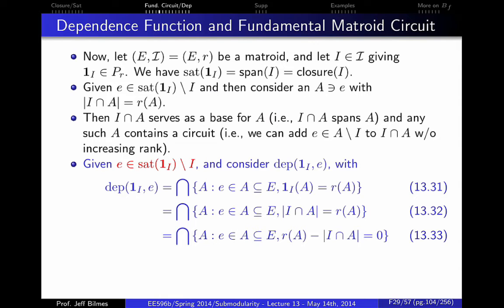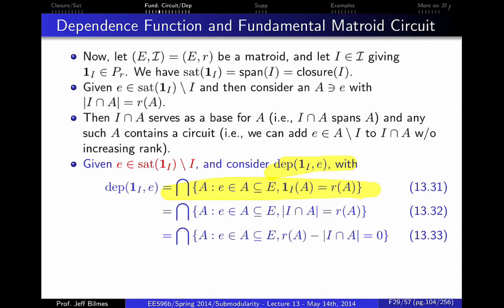Now let's consider this case. Let's say that we take E in SAT, not in I, and consider what dep is. So it's dep of 1 sub I comma E. Right? So it's dep on the vector, which is the characteristic vector of the independent set of the matroid, then evaluated at E, where E is chosen from SAT of that same vector 1 sub I, but not the independent elements itself. And what we're going to do is argue why this dep gives us the fundamental circuit of the matroid. Okay. So first of all, here's the definition of dep, right here.